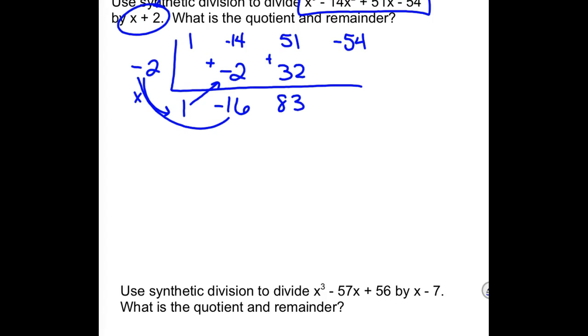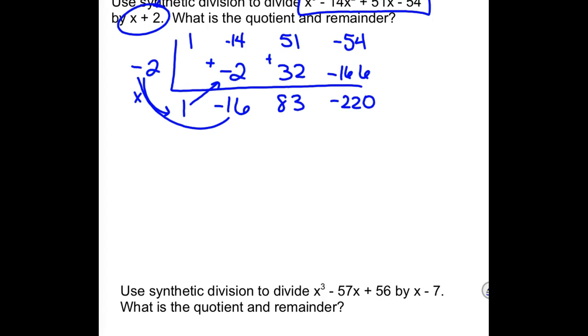Multiply again. Negative 2 times 83 is negative 166. Adding it with the negative 54 is negative 220. Okay? Questions about the process? We'll do several of these today, so don't worry if you're not quite sure yet.